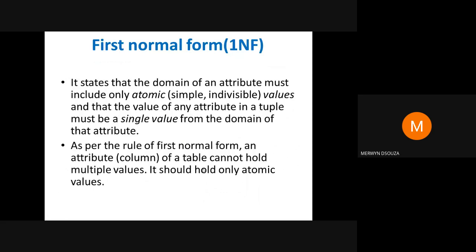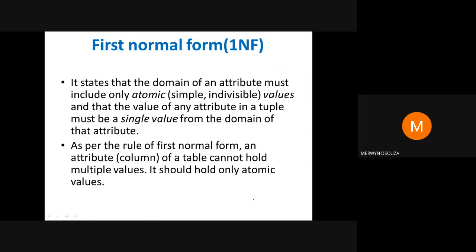So let's see what is first normal form or 1NF. For a table or a relation R to be in 1NF, the domain of the attribute must include only atomic values. Atomic meaning simple or indivisible values. And the value of any attribute in a tuple must be a single value from the domain of that attribute. So in simple words, it means that no tuple or attribute can hold multiple values. We should be holding only single values.